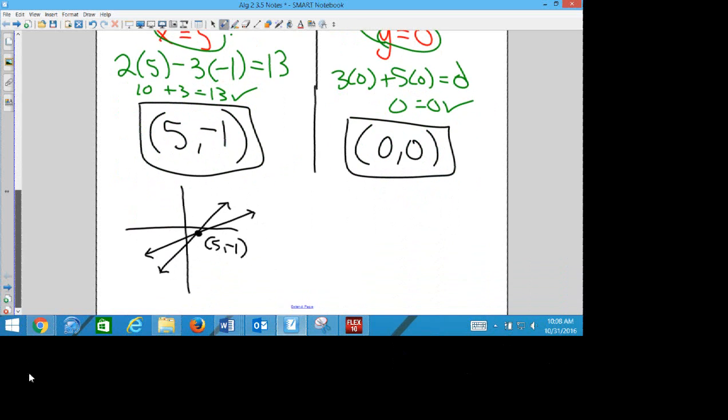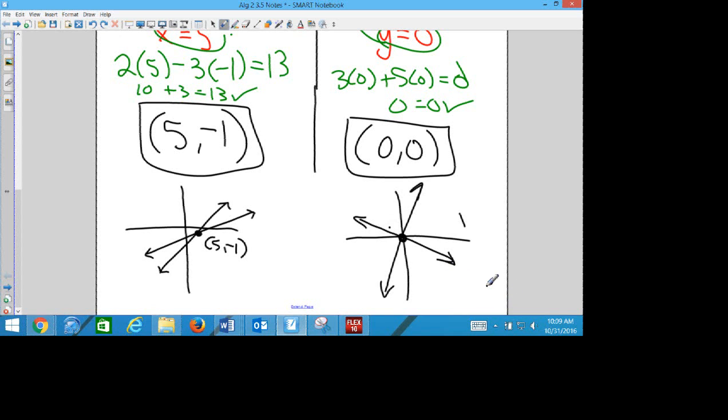What does that mean? That means if I graphed both lines, which I'm totally sketching right now, this kind of looks like them, but not perfect. If I graph both lines, one of them looks like this, and I think the other one kind of looks like this, maybe, kind of like that. They both cross at the origin, (0, 0). Okay?